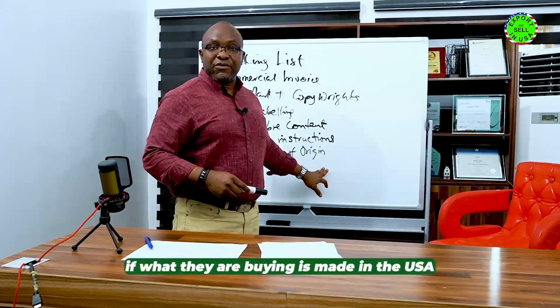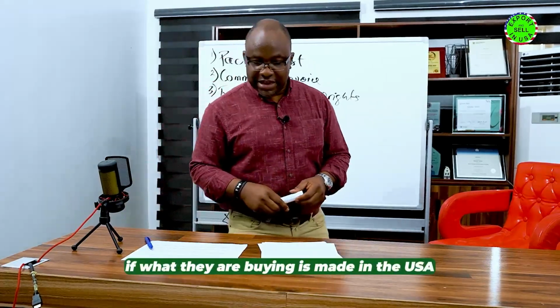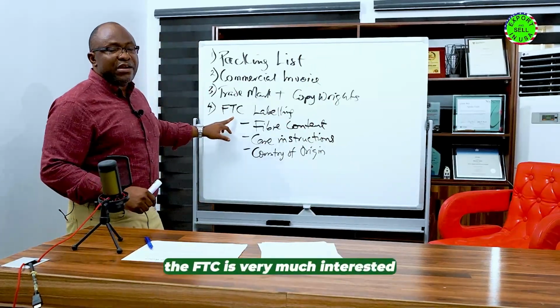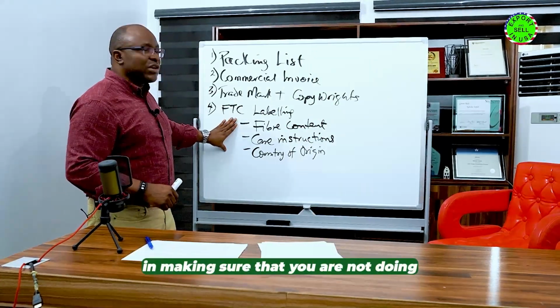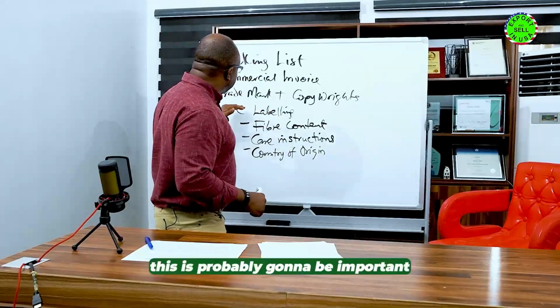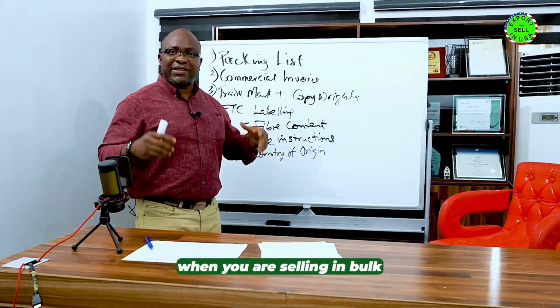Now, the next one is country of origin. People want to know if what they are buying is made in the USA or made in other countries. Very important. And again, the FTC is very much interested in making sure that you are not doing any form of deceptive practices.